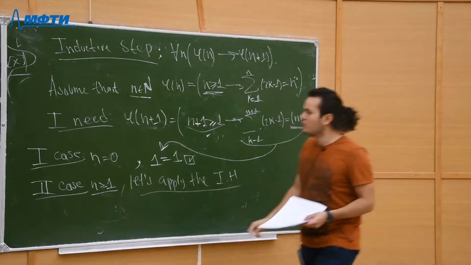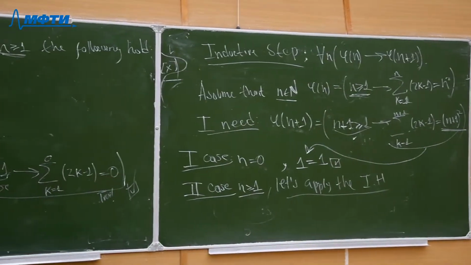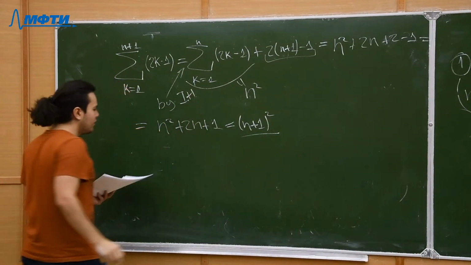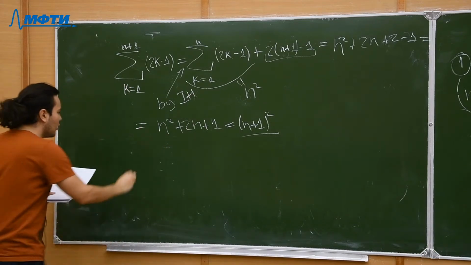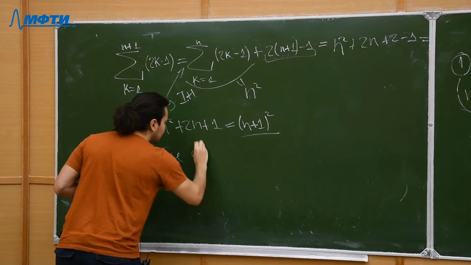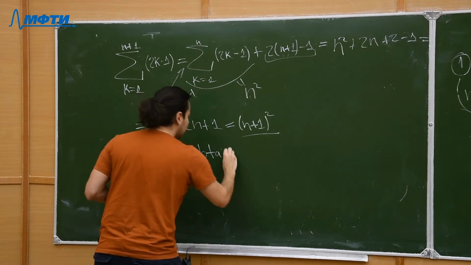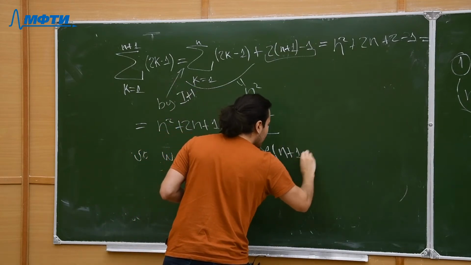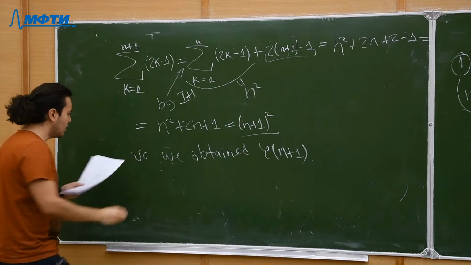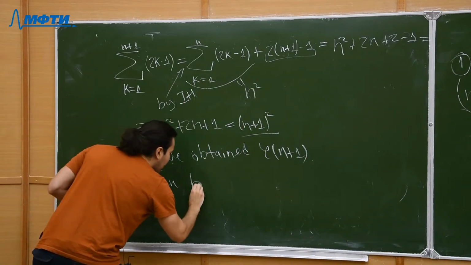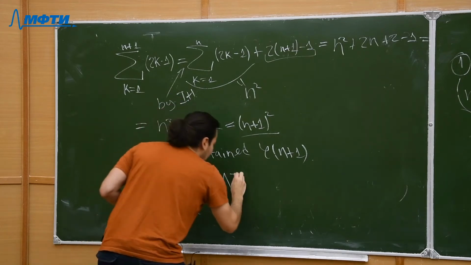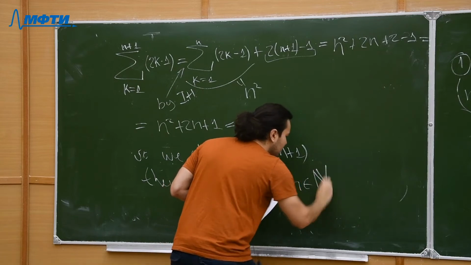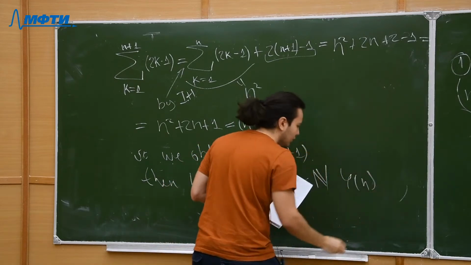Okay, I forgot to write here just by induction hypothesis. And then to finish with this, so let me write, we obtained that phi of n plus 1 holds. Then by the principle of mathematical induction, for all n, phi of n holds, and the proof is finished.